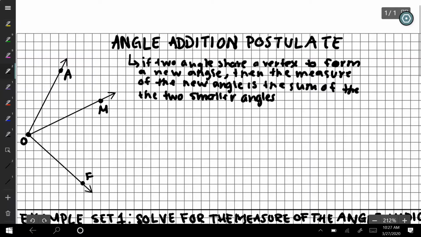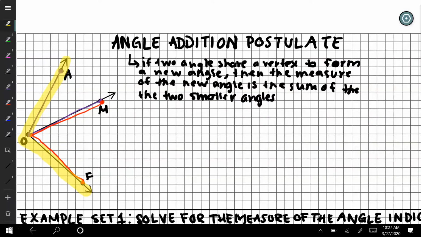Alright, and we're going to show exactly what that means with this example. So here are two small angles that share a vertex: angle AOM and angle MOF, and they form this big angle AOF.